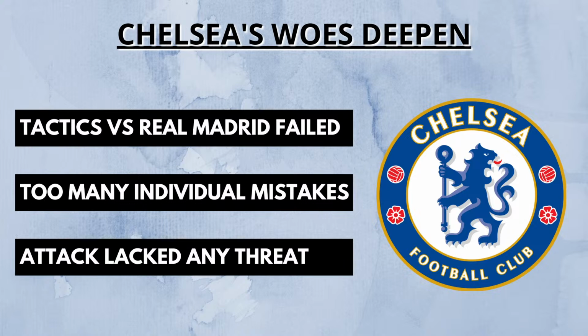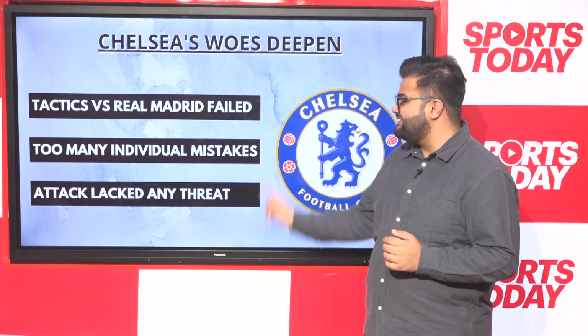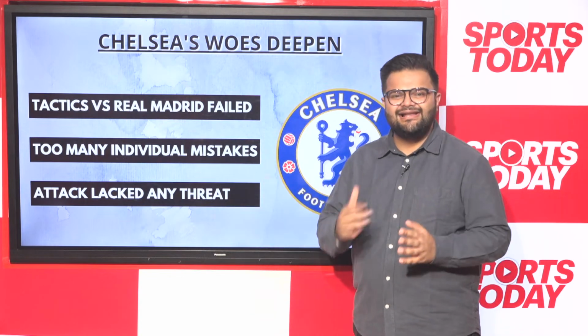However, what was even worse was that there was one too many individual mistakes being made by the Chelsea players. Key players at key times were making mistakes. Wesley Fofana at centre back was making a few mistakes, lucky not to be caught out. The defense in general was not doing well. Kepa Arrizabalaga totally at fault for the second goal. Marc Cucurella was at fault for getting Ben Chilwell sent off. So there were plenty of individual mistakes, and the attack, as I said, lacked any threat.